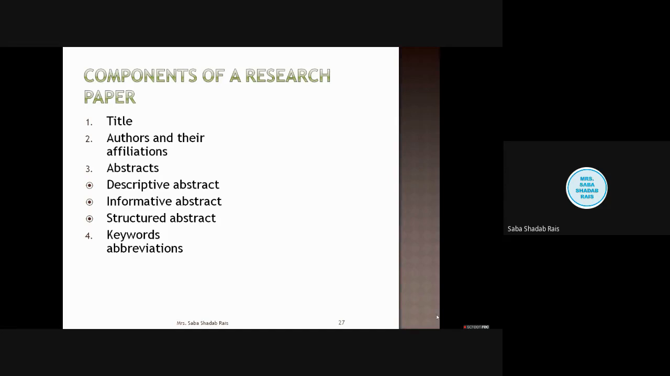Now, why are keywords necessary? Because these keywords will give the reader the idea whether whatever they are going to work on is useful or not. Then the next most important thing is the introduction. Now, a good introduction should be comprised of three parts, that is called the tripartite.